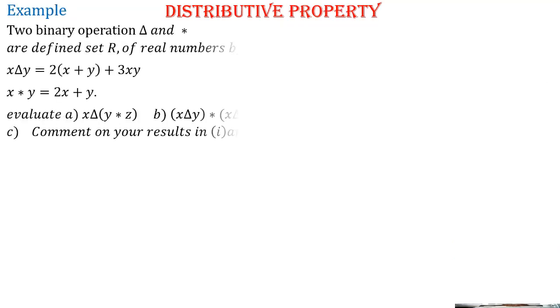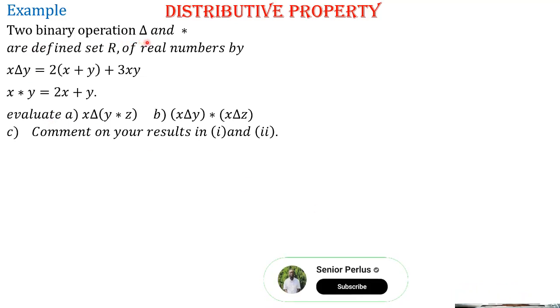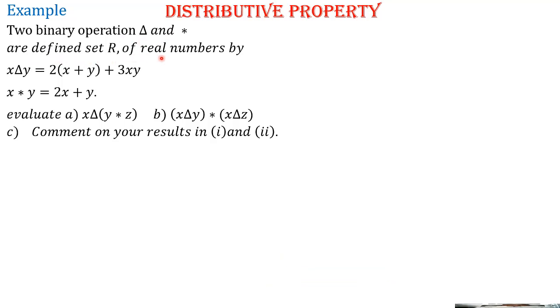Example 2 on the distributive property. A binary operation triangle and star are defined on the set of real numbers by x triangle y equals 2x plus y plus 3xy. So we have two definitions here. Then x star y equals 2x plus y. Evaluate these and comment on your results in I and II.